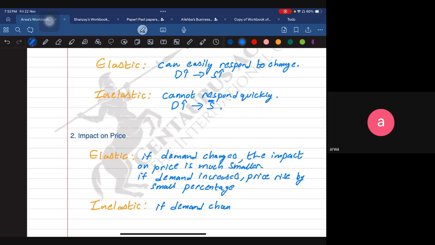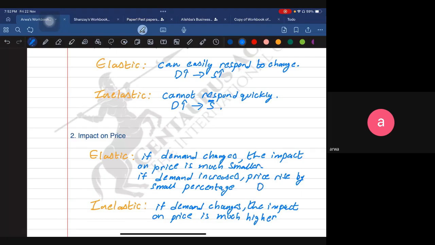But if the product that you are selling has an inelastic supply, and if demand changes, the impact on price is much higher. Why? Because the supplier is unable to meet the demand.